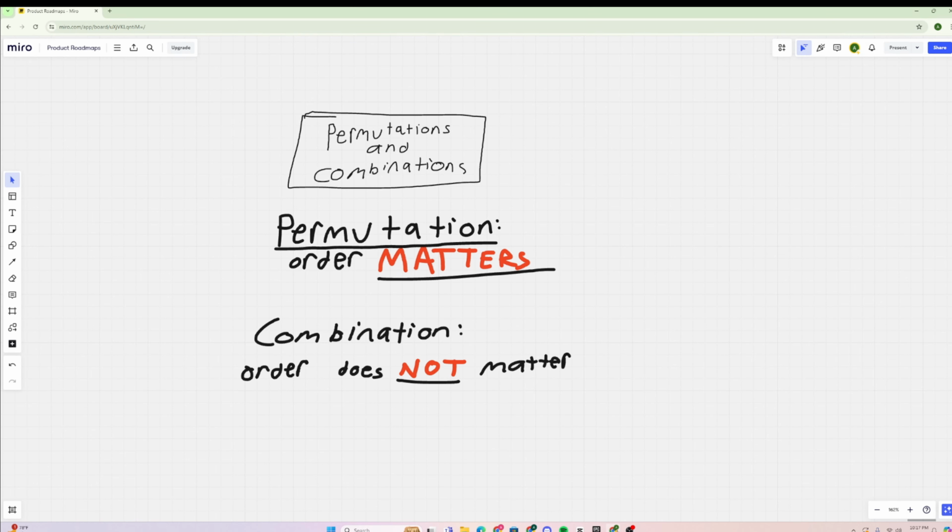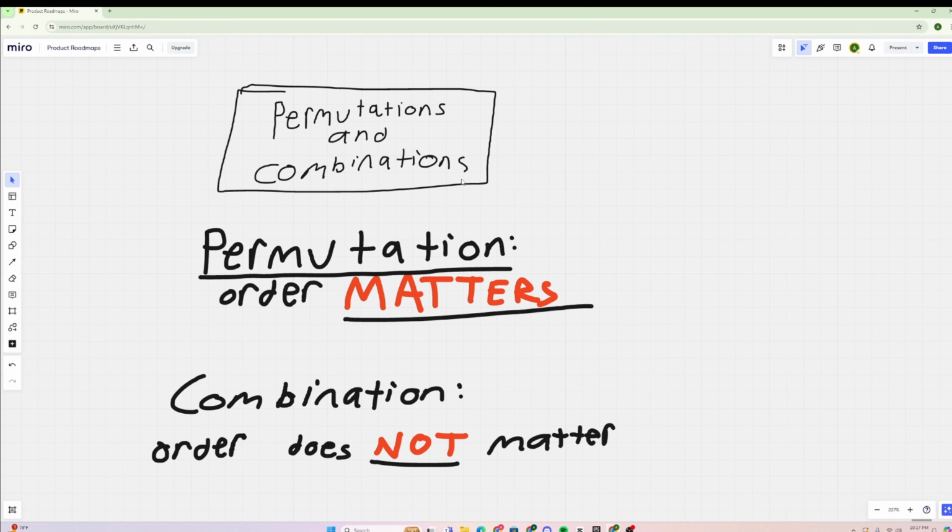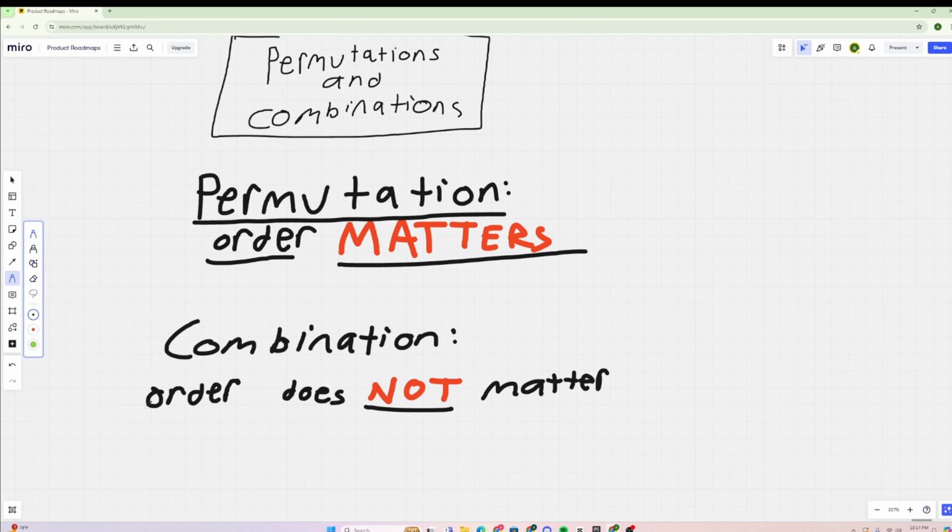Hey guys, so today we're going to be talking about permutations and combinations. A permutation, what I like to think about is that it sounds more complicated, and it is, which is why order matters. A combination, order does not matter.